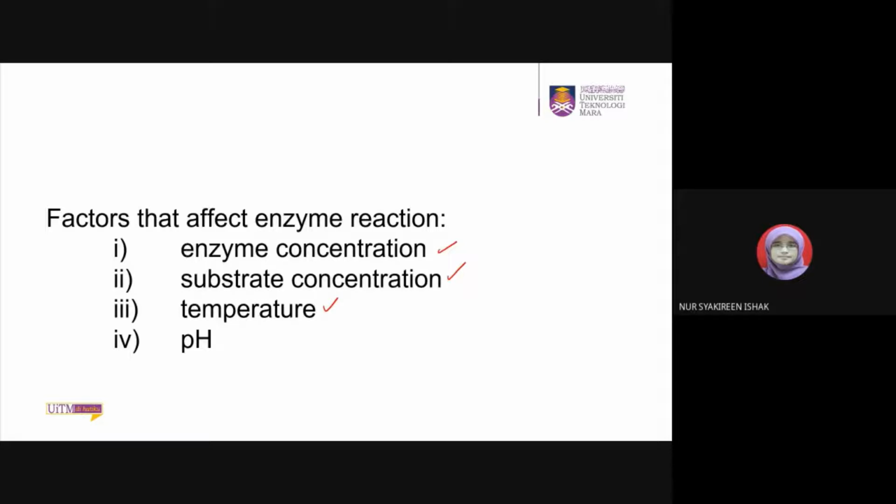Okay, so same goes for pH. Every enzyme has its own optimal pH to catalyze the reaction. If the pH is too extreme, it can cause the enzyme to denature. But if the pH is not at its optimum, the enzyme will not catalyze the reaction at its maximum rate.